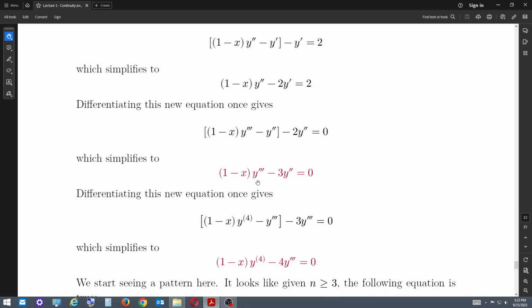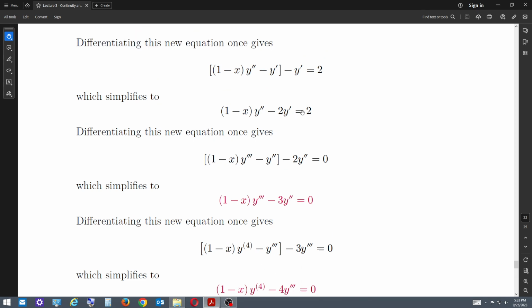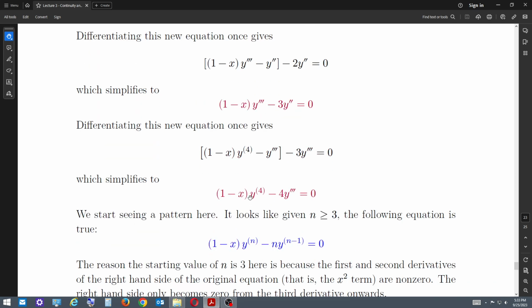Also, if you compare this equation to this equation, well, not so much this one because this has a 2. Notice here, whatever the highest derivative of y is, the third derivative, the fourth derivative of y, that is also the coefficient of this other term. So third derivative, there's a 3 here. Fourth derivative, there's a 4 here. And the derivative here is one fewer than this. Same thing here. So you can see a pattern developing.